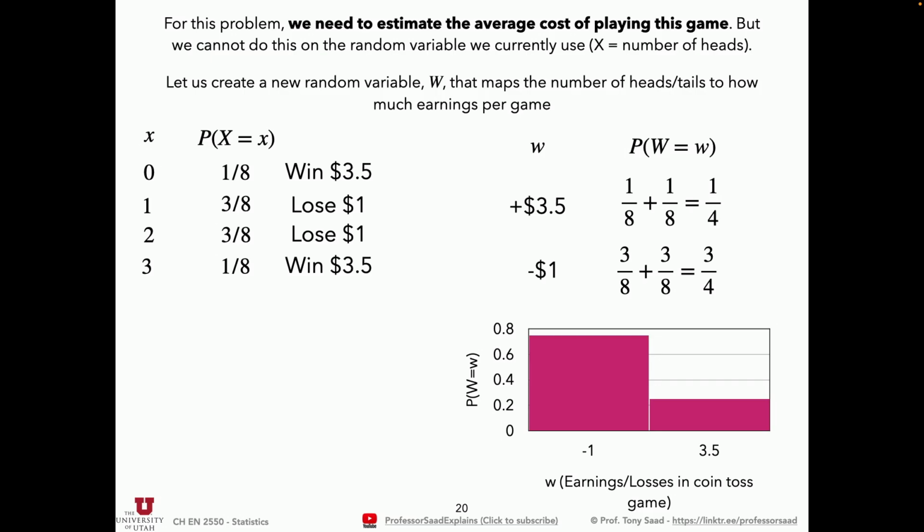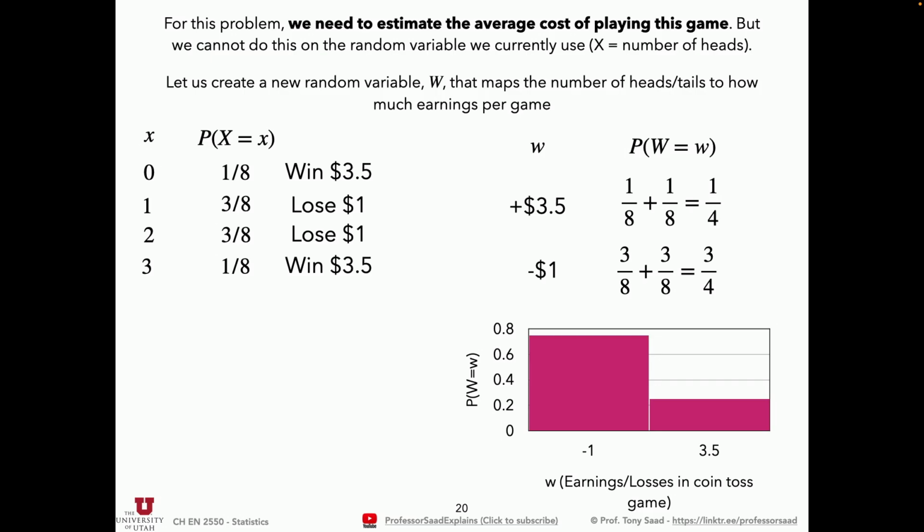So I can multiply whatever here. 3 over 4 times minus 1 plus 3.5 times 1 over 4. And that would give me the average cost of playing this game, without having to jump from 3 heads to 3.5, 1.8, plus, minus, etc. I just created a new random variable. This is a probability distribution. It never goes above 1. They sum up to 1. So it is indeed a probability distribution of the winnings or losings in a game.